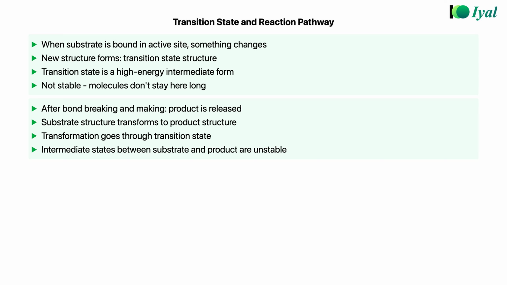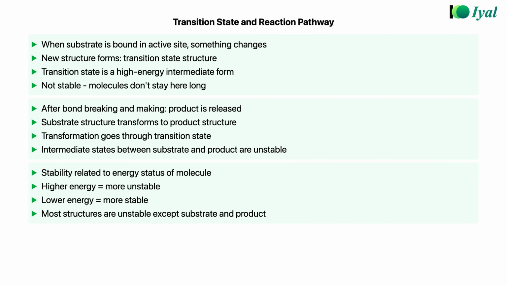There might be other intermediate structures along the way, but these are all unstable. They don't last. They're just stepping stones to the final product. Why are these intermediate states unstable? Stability depends on energy. Higher energy means less stable. These intermediate forms have high energy, so they're unstable. Only the substrate and product have relatively low energy and are stable. Everything in between is high energy and unstable.